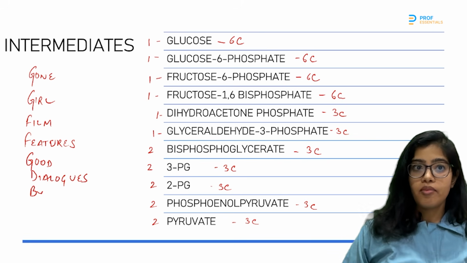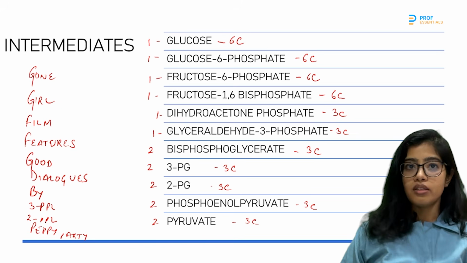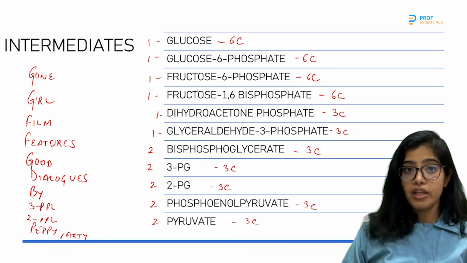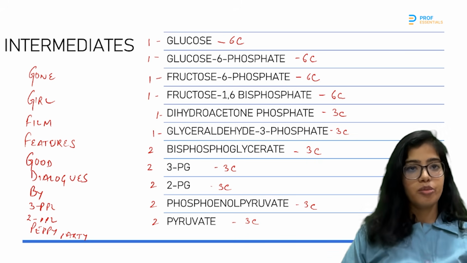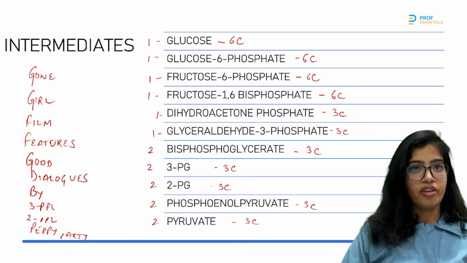by three people and two people for peppy party. So, Gone Girl film features good dialogues by 3 people and 2 people for peppy party. All right, so just remember this and you'll remember each and every intermediate.